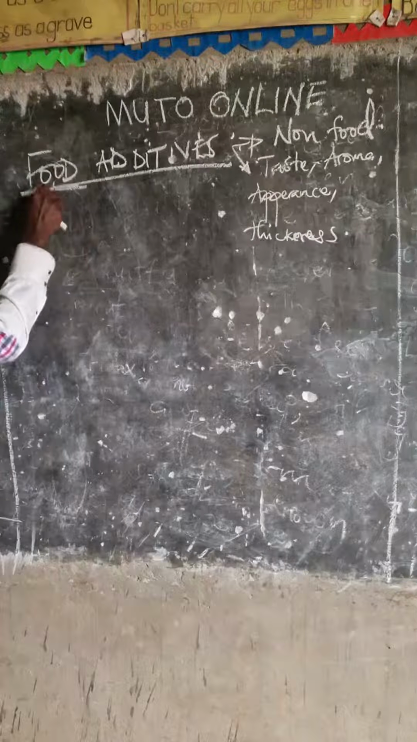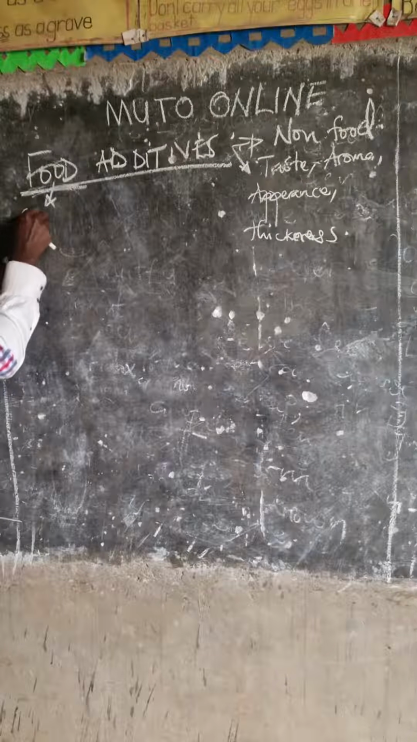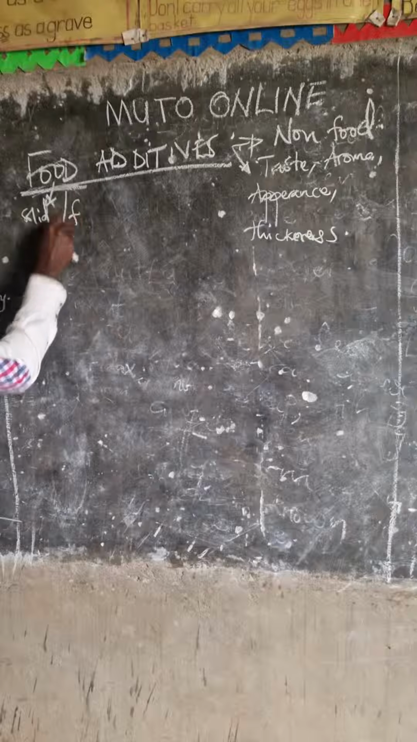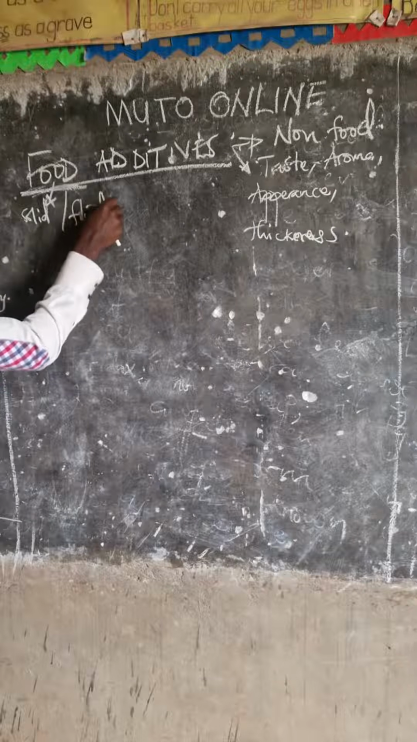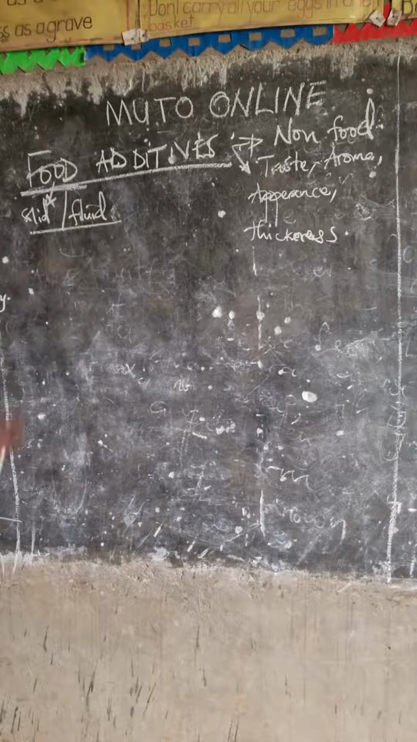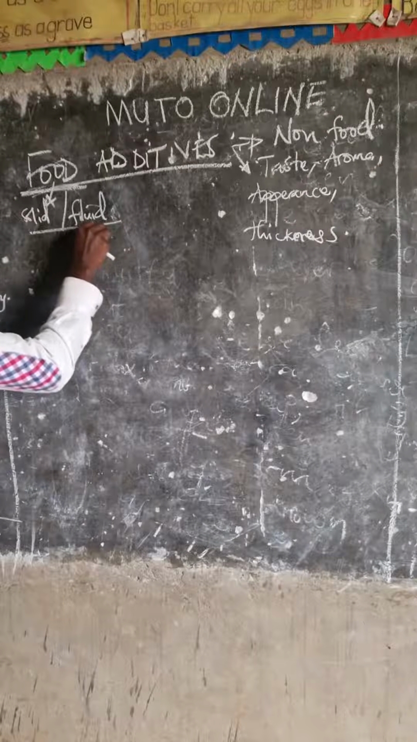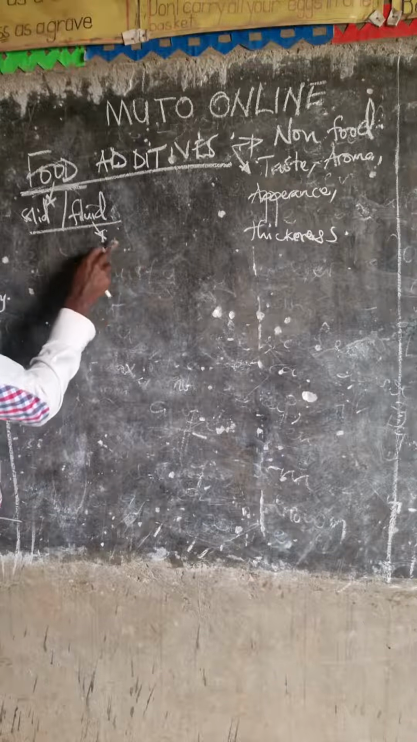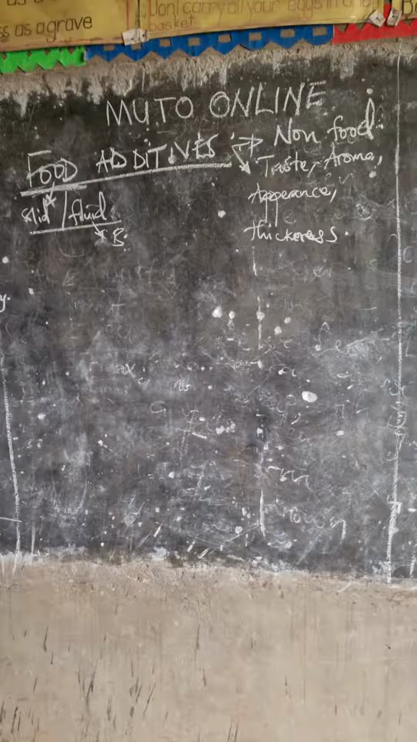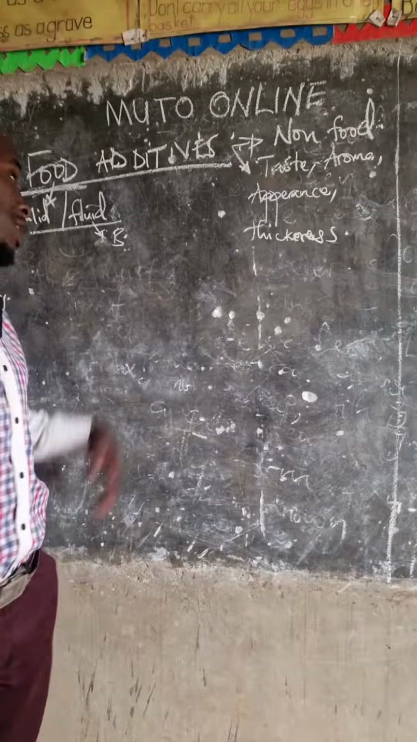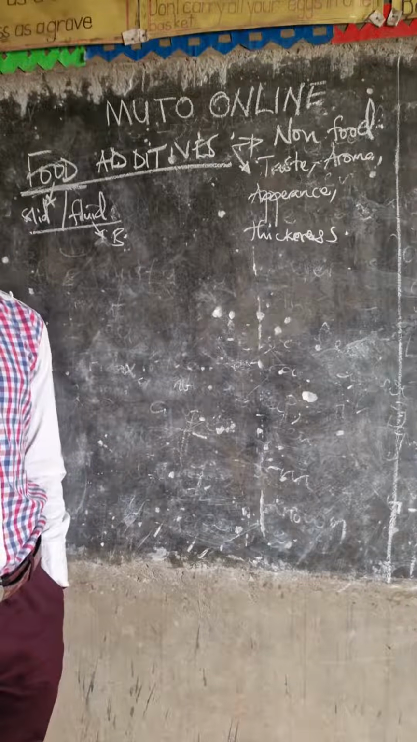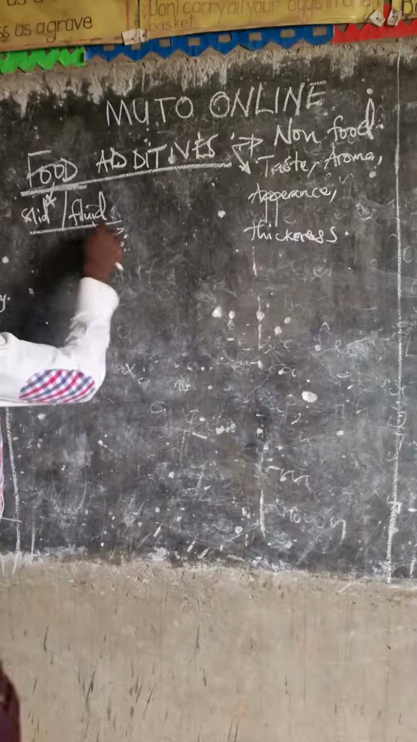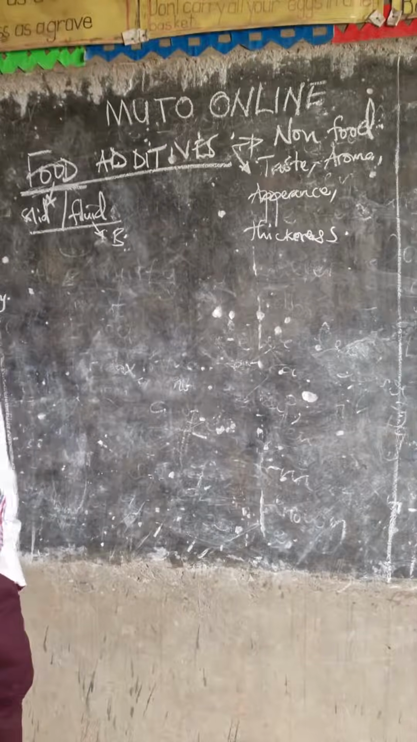When we talk about food, we talk about solid and fluid food. By fluid food, we mean liquid food, for example beverages like soda and so many others, the juice we take. So we are going to look at these food additives in detail.